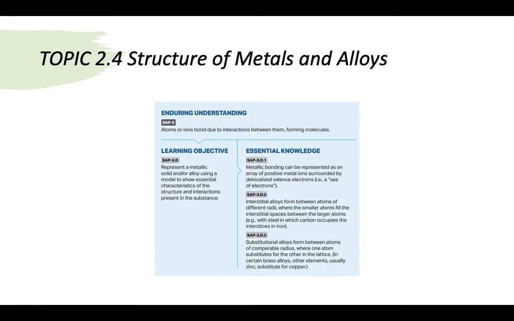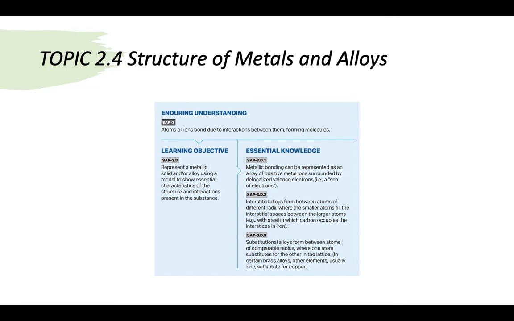Structure of metals and alloys. Metals are, as I said before, a sea of electrons surrounding the cation, that is nuclei and the core electrons. There are two types of alloys. Alloys are a mixture of two or more elements, one of which must be a metal, the other may be a metal or a nonmetal.